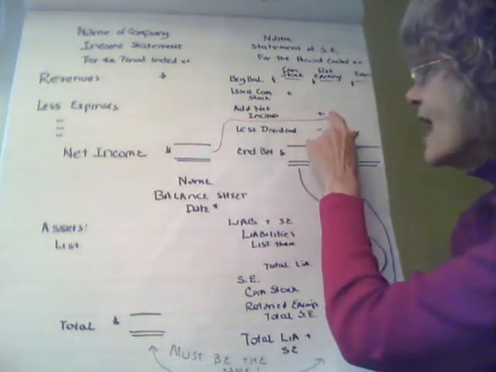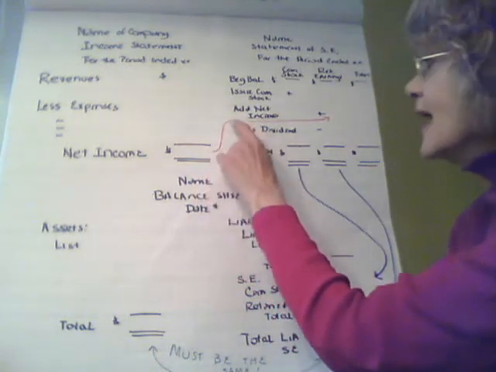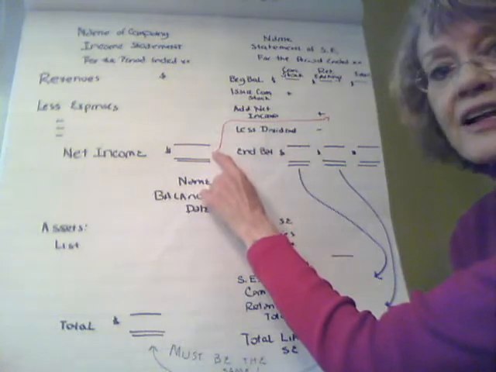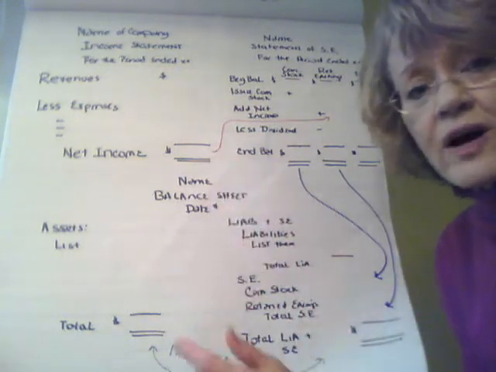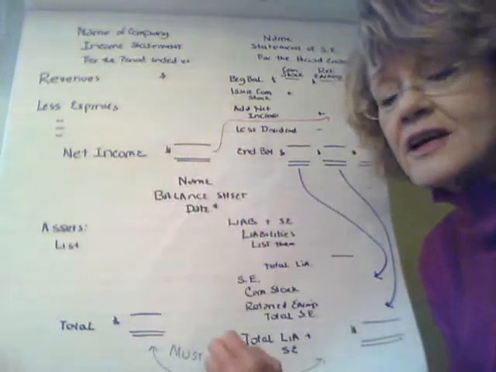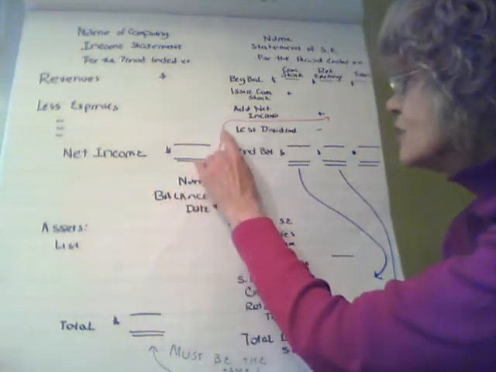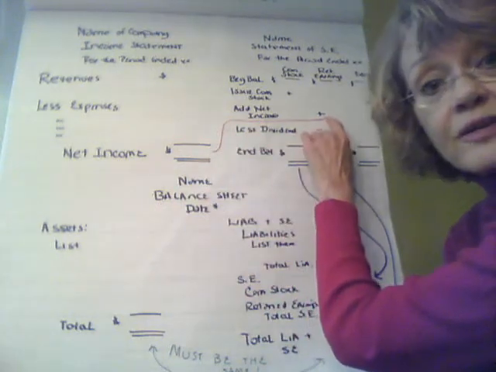The next thing you add, and you can see my little red arrow, comes from calculating the income statement. That is why it's so critical to do the income statement first. If you do the income statement first, you've got net income, and then you move it right over here and put it into retained earnings.